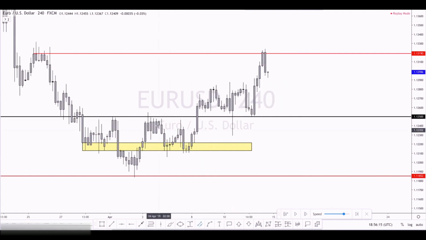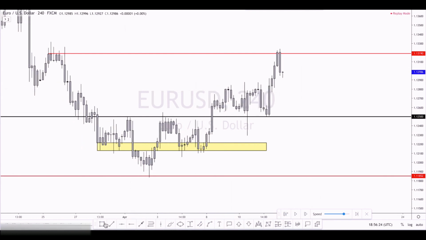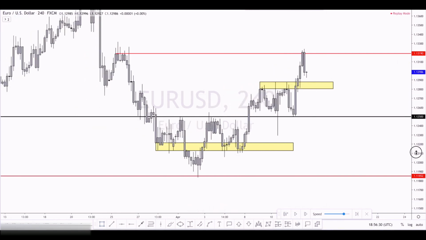So when we look at euro, we're staying bullish. So we get corrective structure here. We get that corrective structure here. We break higher. We get a little bit of consolidation. We break higher. So with euro dollar now, as long as we stay above this level here, we should continue to move higher.